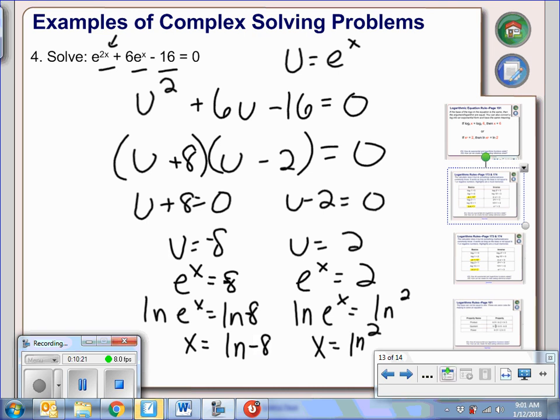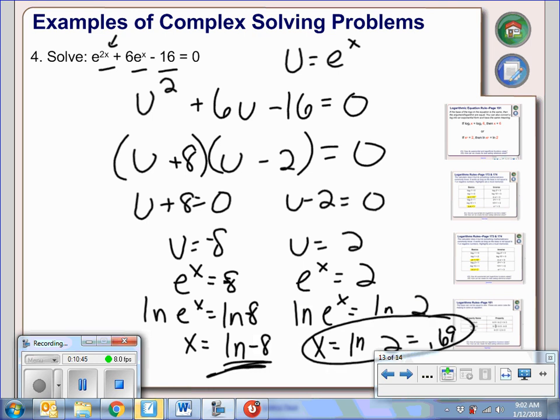Oops, sorry. It's not a square. It really is next to it. So it's natural log of 2. Okay. I checked my solutions. This really can't happen with a negative number, but I can have this, which is about 0.69, and so this is my answer. And that concludes our complex set of problems for part 2.